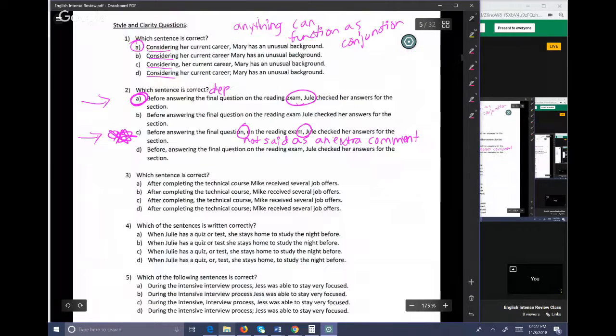Is that what we would want this to sound like on question 2 on our new exercise? Let's determine that. Before answering the final question, on the reading exam, Jewel checked her answers for the section. That's not the way the author's trying to say the sentence. The author's just trying to say, before answering the final question on the reading exam, Jewel checked her answers for the section. So there's always a double check. Keep in mind another thing, and this is something I will point out a few more times as we go here.